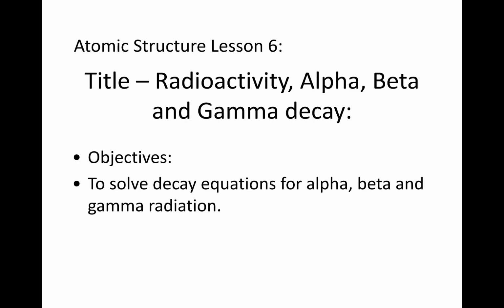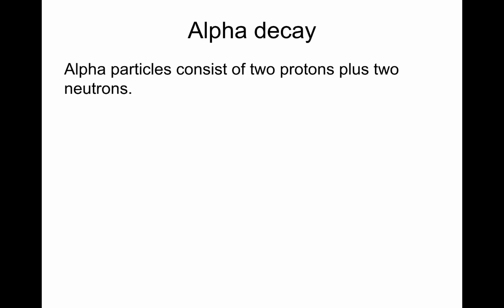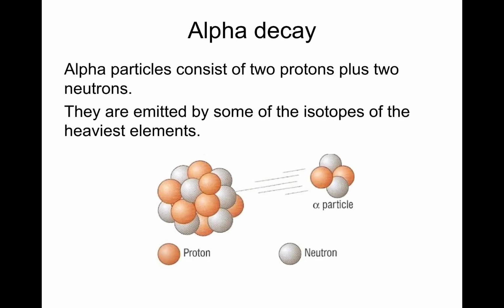Let's move on. So first of all, what is alpha decay? Alpha particles consist of 2 protons and 2 neutrons. They are emitted by some of the isotopes of the heaviest elements. Remember that these decays occur because an atom wishes to become more stable. That symbol there is the symbol for alpha radiation.